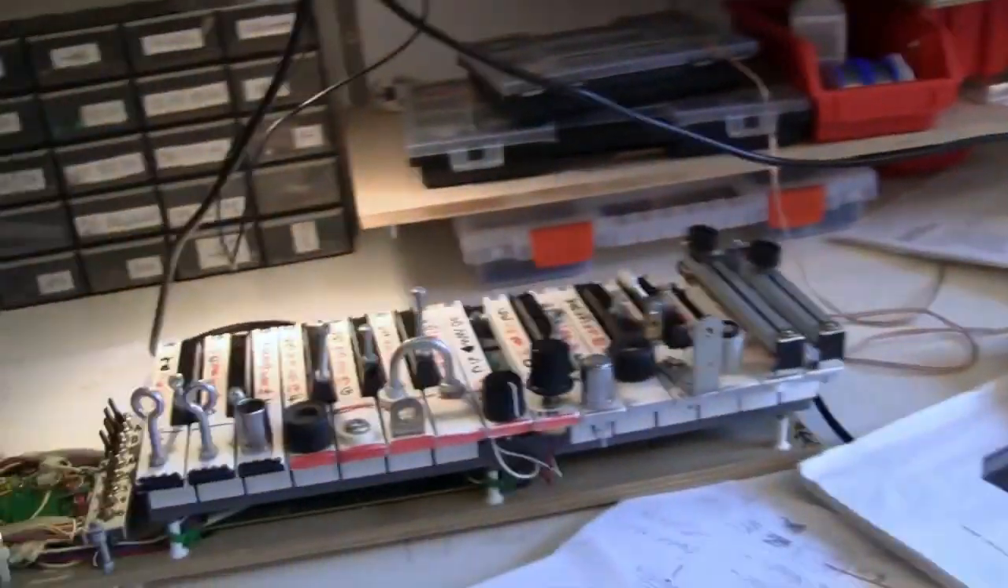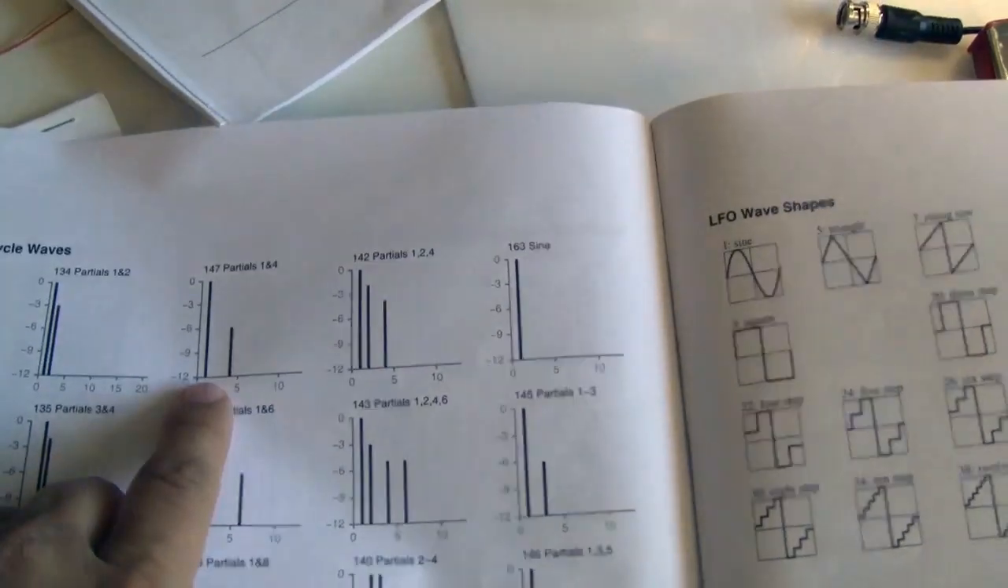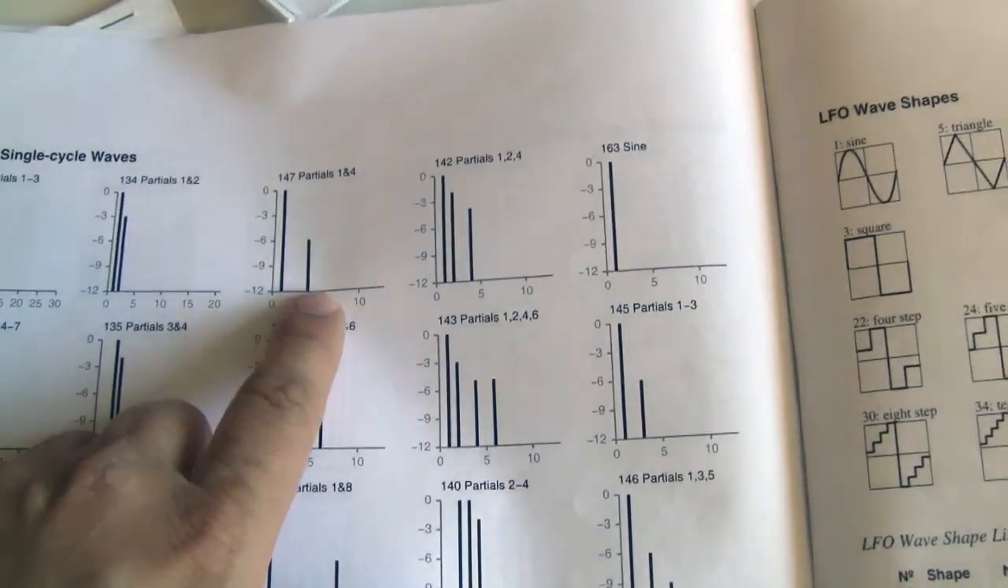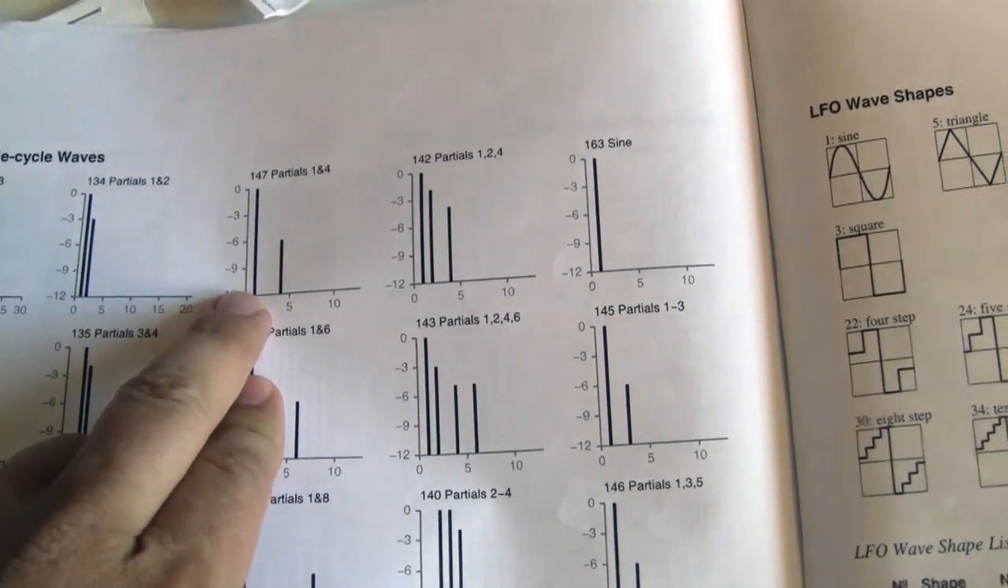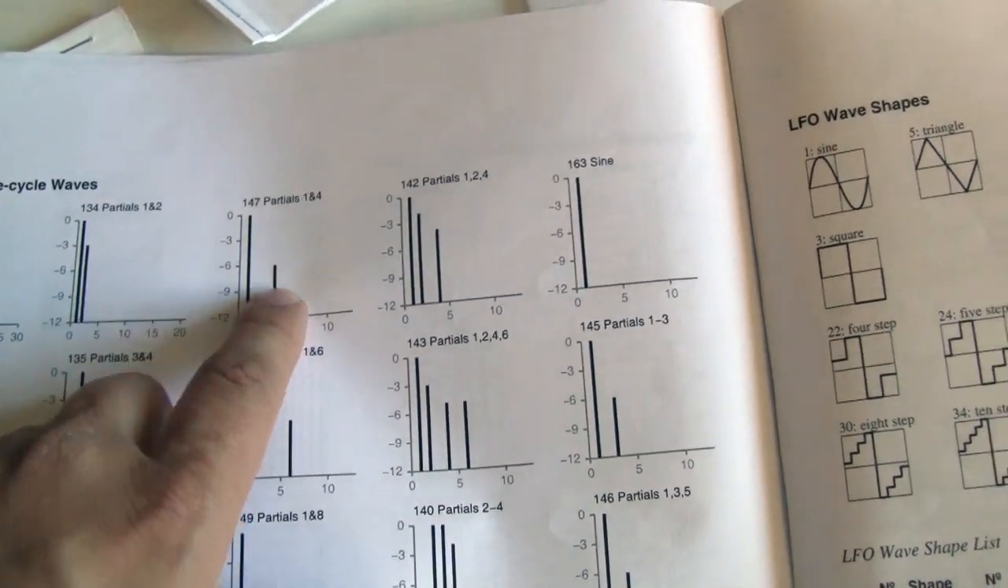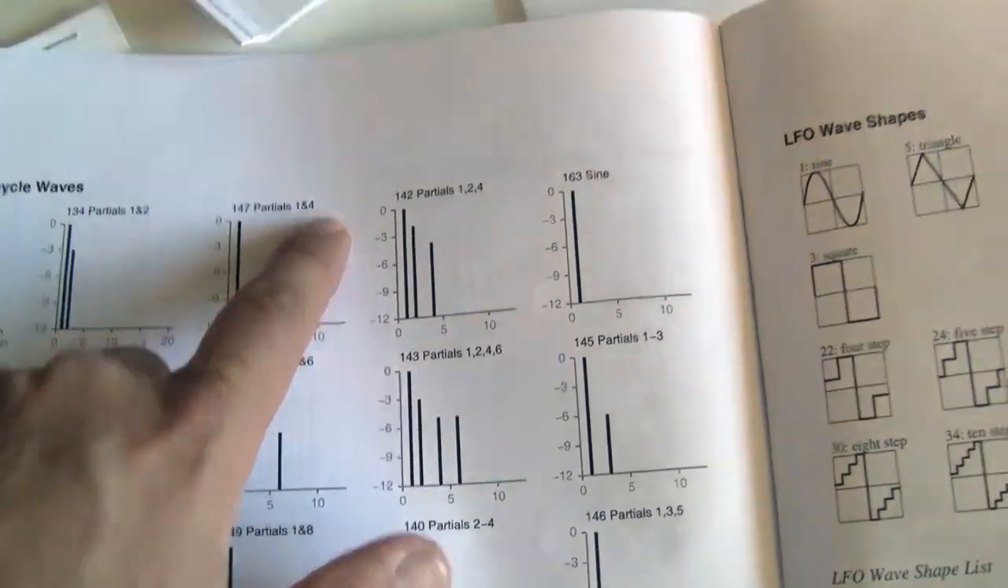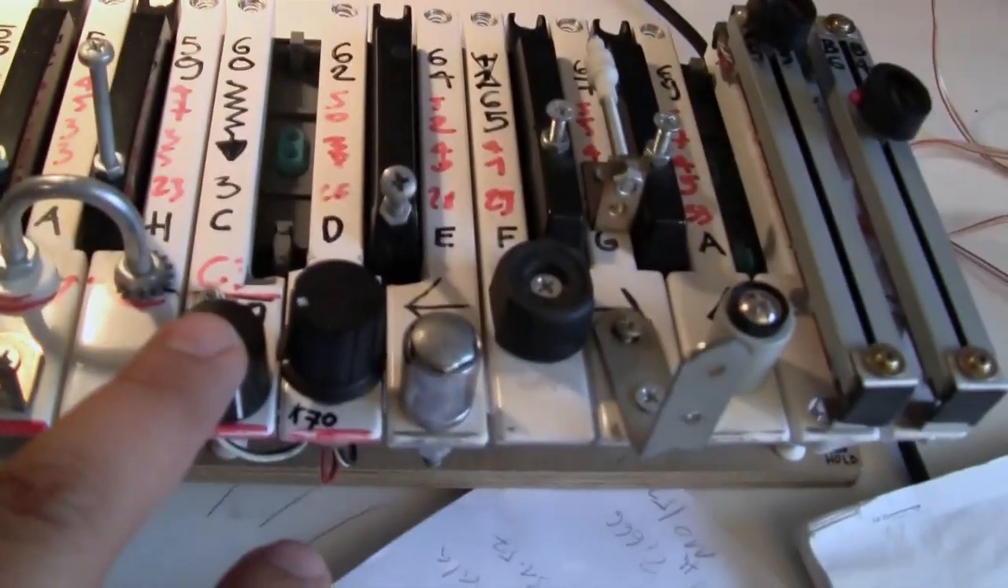So 147 is here. We should obtain in our spectra something like this, about 1 kHz and 4 kHz. That's why it's called 1 and 4. Okay. So let's play a basic tone. This is C here.